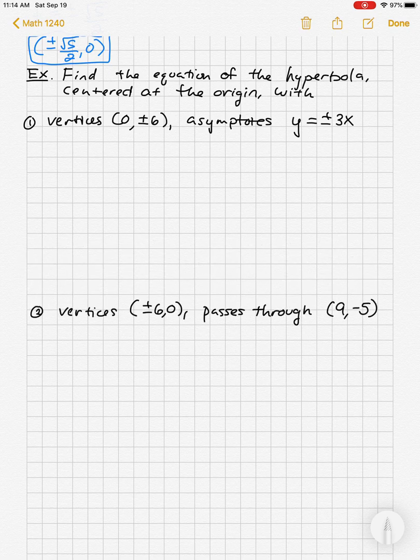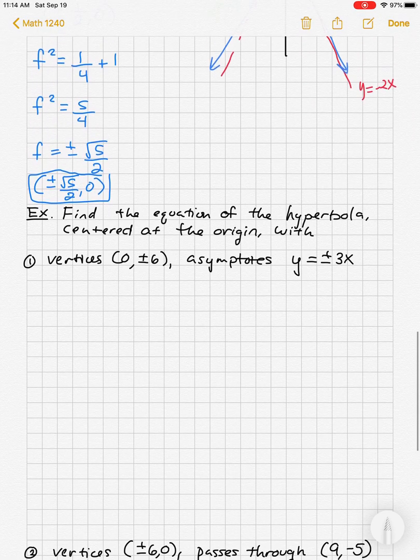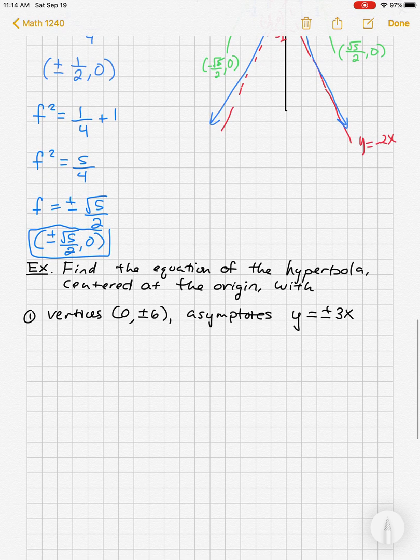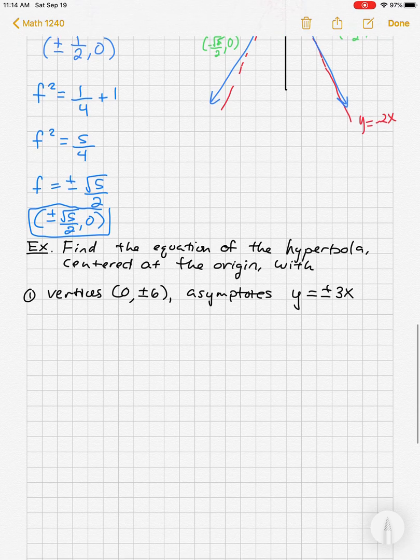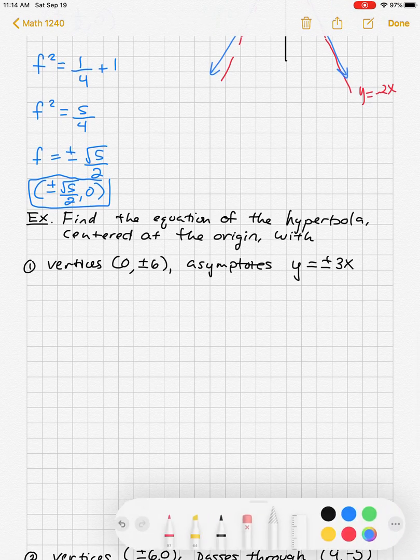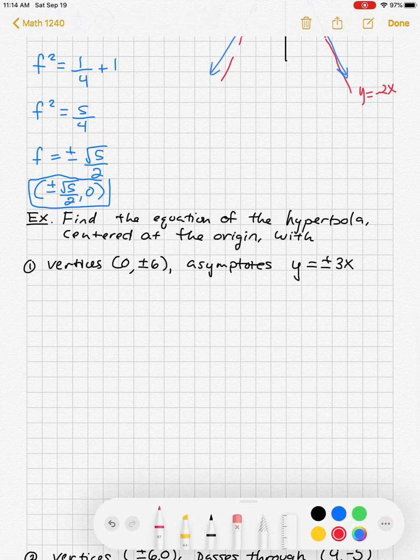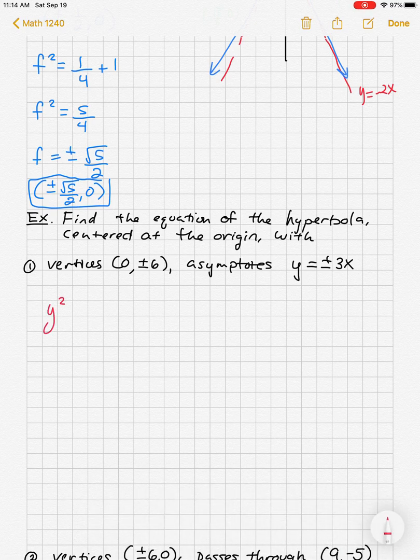Find the equation of the hyperbola centered at the origin with, I'll give you a minute to finish copying this here. Let's see. Okay, the vertices are on the y-axis, so I know my y squared is positive. I'll have minus. So the vertices are plus minus 6. This would have to be a 36. And then let's call this n squared.